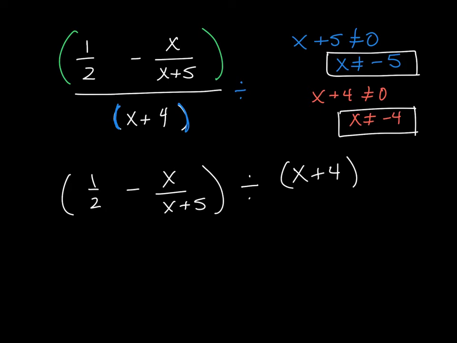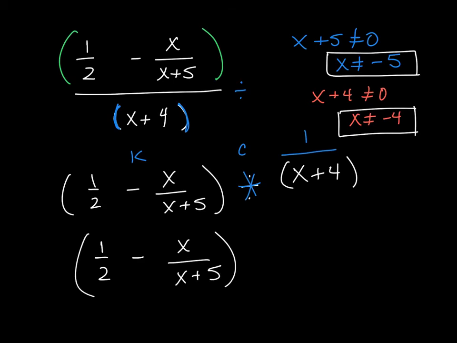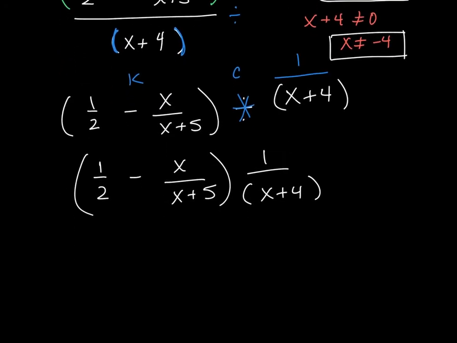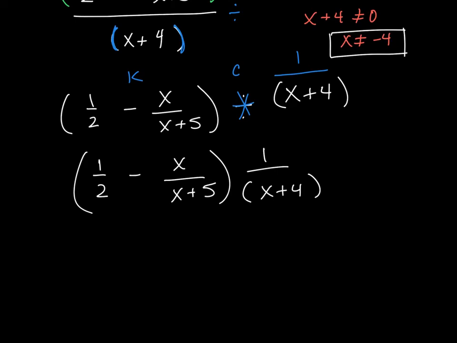This goes back to the division where this stays the same. I change the division to a multiplication symbol, and then I take the reciprocal. So now I have 1/2 minus x over x plus 5 times 1 over x plus 4. And it's your choice of how you want to go through and do this, as far as if you want to distribute first or find a common denominator.